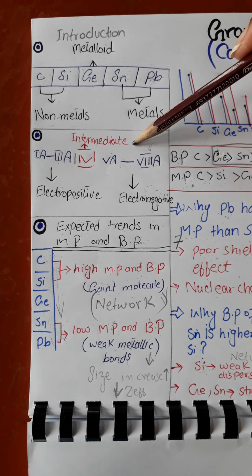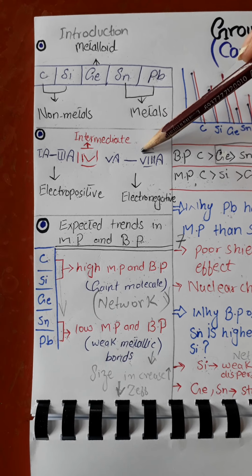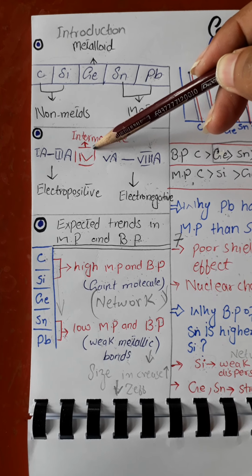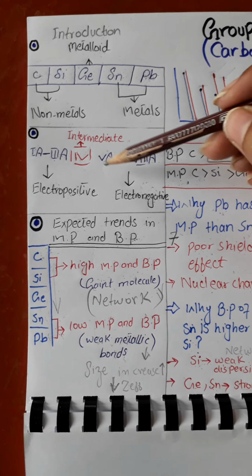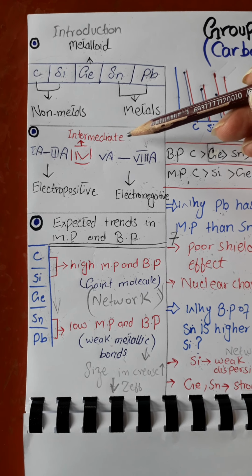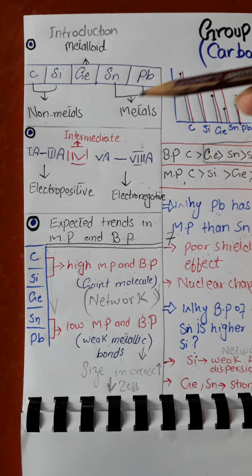So next is the position of the fourth group in the periodic table. What is the position of the fourth group in the periodic table? It is said that it has an intermediate position. So what intermediate position?